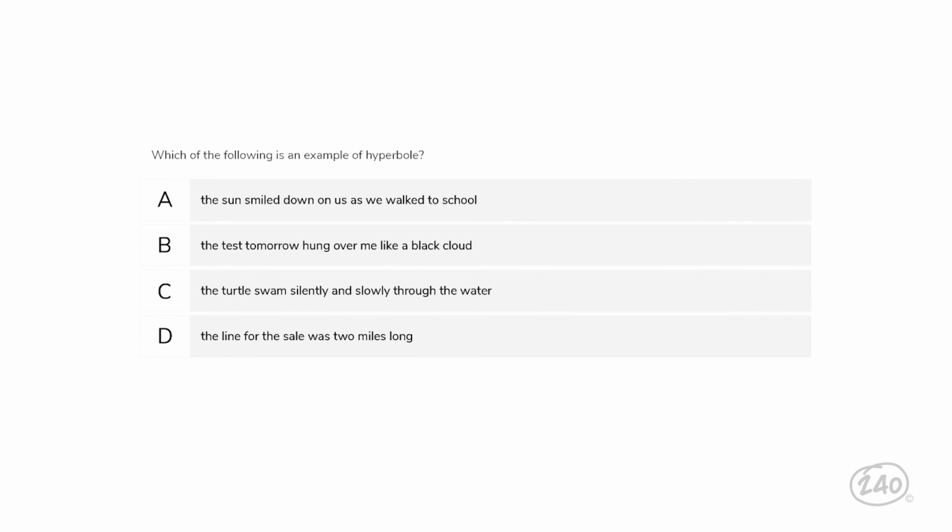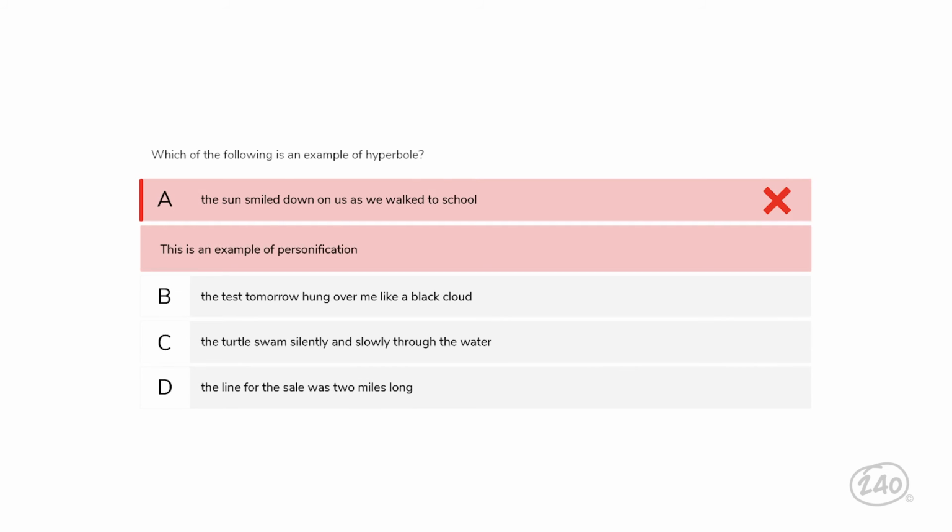The sun smiled down on us as we walked to school. The test hangs over me like a black cloud. The turtle swam silently and slowly through the river. The line for the sail was 2 miles long. I'm gonna go with A. Oh, darn it. Okay, that's wrong.